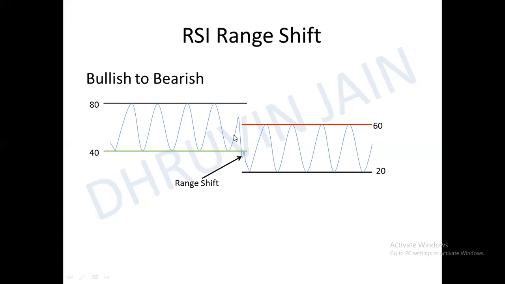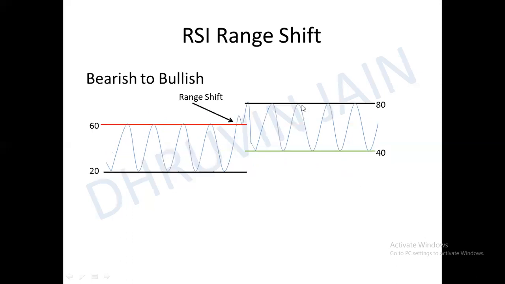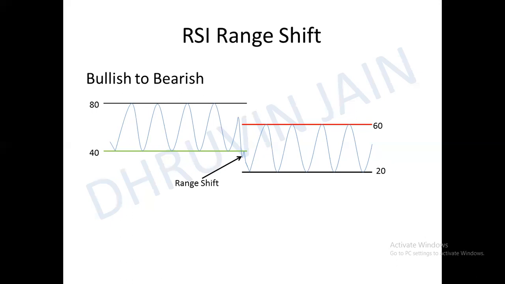Range shifts occur when the price moves either from uptrend to downtrend, from bullish to bearish, or from downtrend to uptrend, bearish to bullish. Let's see what sort of trend shifting structure we can expect on RSI as well. Let's first study the bullish to bearish range shift.